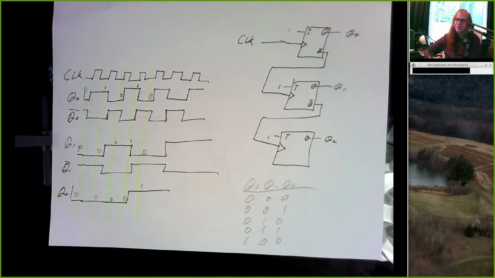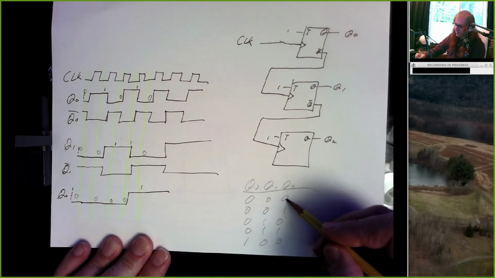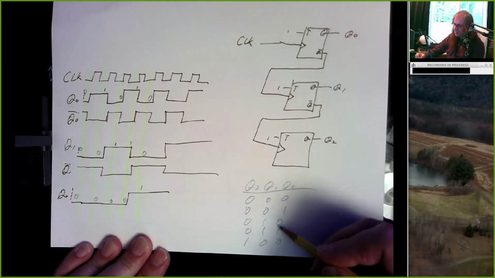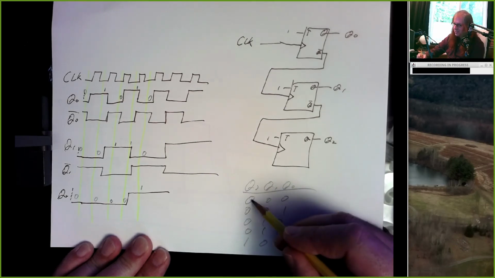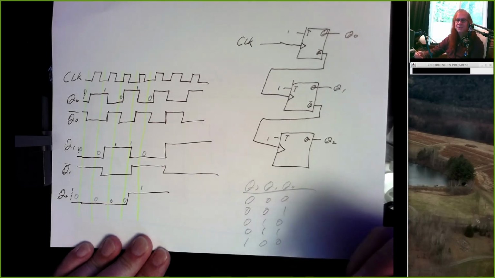And the way that counting works, right, however frequently this bit is changing between 0 and 1, this next bit should change half as frequently. And this third bit should change half of that frequency, and so on.